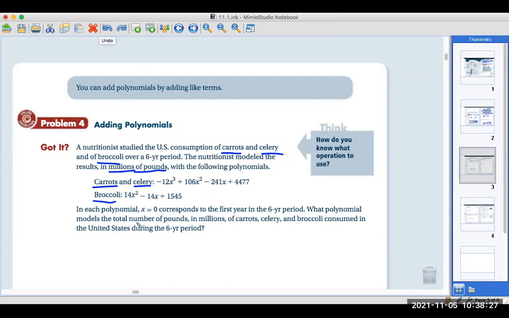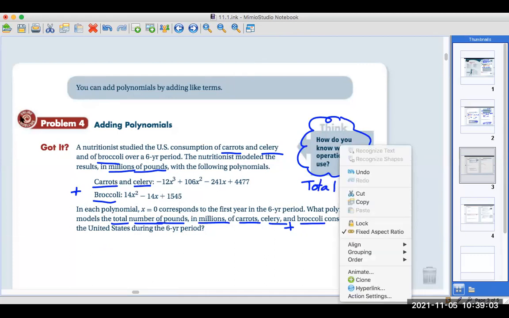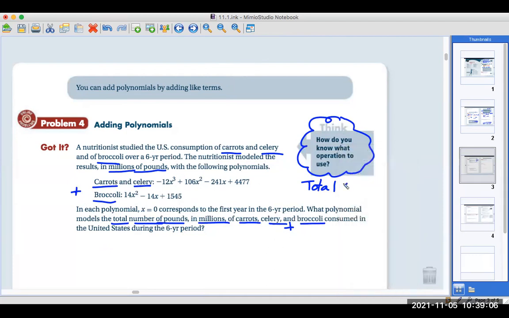What polynomial models the total number of pounds in millions of carrots, celery, and broccoli? Here's the word, plus, consumed in the United States during the 6-year period. All you see is 2 polynomials. One is carrots and celery, one is broccoli. You've got to add them too, and that'll give you a polynomial for the total. So what do we think? How do you know what operation to use? Total or word and? Word and.